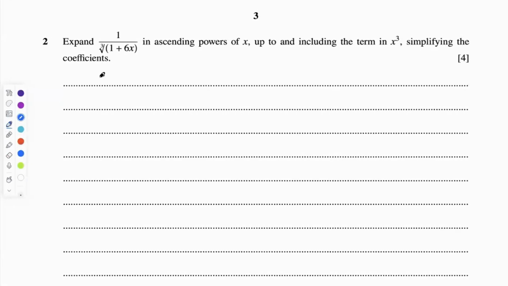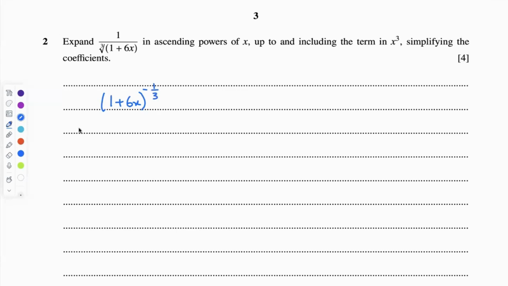In question 2, we have to expand 1 upon cube root of 1 plus 6x up to and including the term in x cube. Now to expand this expression, first we'll have to bring it in the numerator. So this will become 1 plus 6x. And as cube root is 1 upon 3, when we bring it in the numerator, the power will become negative 1 upon 3.